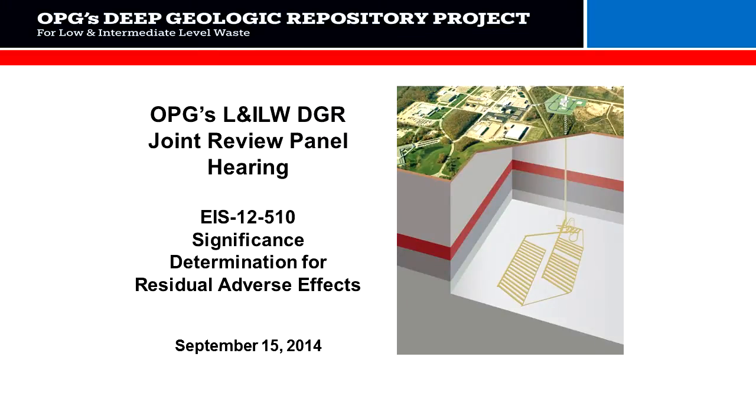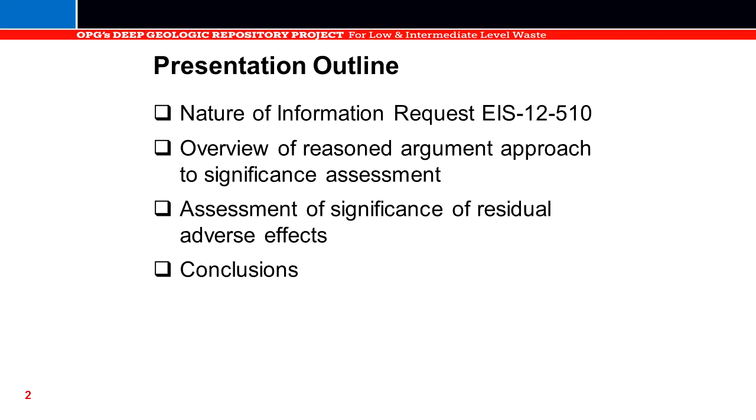Today, I will present information on OPG's response to Information Request EIS 12510 relating to the significance determination for residual adverse effects of the Deep Geologic Repository for low and intermediate level waste. In this presentation, I will provide context and a brief overview of the information request. I will describe the reasoned argument approach used to assess the significance of the predicted adverse effects of the DGR. For each residual adverse effect identified in the environmental impact statement, I will provide an overview of what would have been required to result in a significant environmental effect and the results of OPG's assessment of significance.